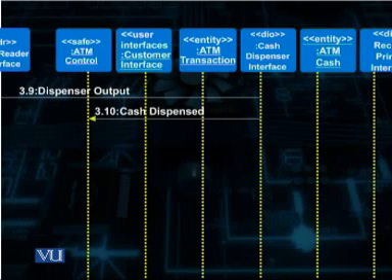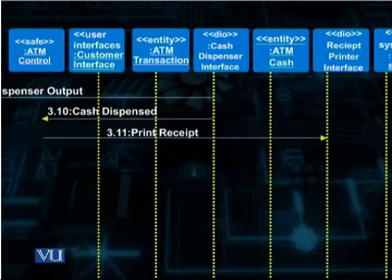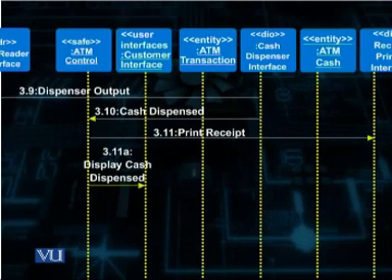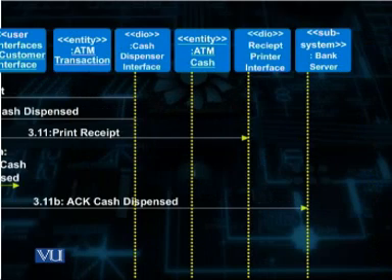And also the cash dispenser interface dispenses the cash and sends a message to the ATM control that cash has been dispensed, which then sends a message to the customer interface to display that the cash has been dispensed, and the customer can collect that money from the cash dispenser. And a message is sent to the bank server to acknowledge the fact that the cash has been dispensed. And this is important because the accounts are maintained at the bank server and they are not maintained at the ATMs. And so the bank server needs to update the accounts of the customer accordingly.